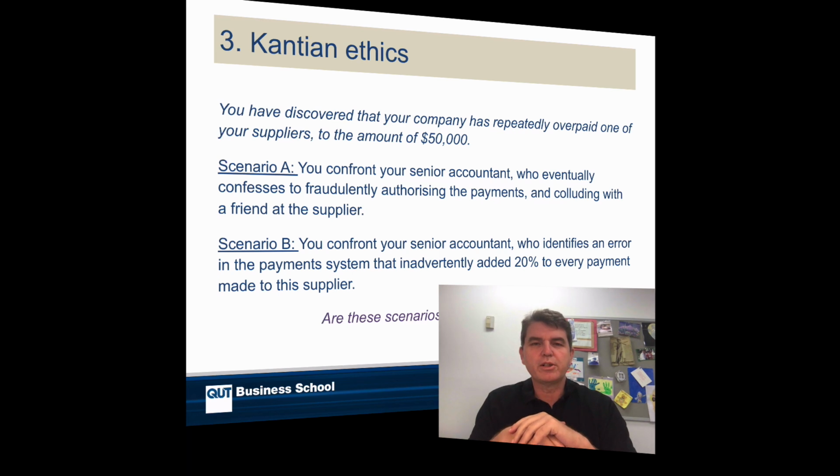So with the consequentialist frameworks out of the way, let's move on to have a look at an alternative way of deciding whether an act is ethical or not by looking at how someone does the act, a deontological approach. So let's have a look at this example here.